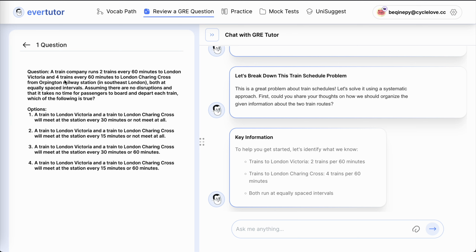Hi everyone. Today we are solving a tricky GRE question. Tricky because the options are somewhat tricky. The question itself is not very difficult, but the options are quite tricky. So let's go directly into it.